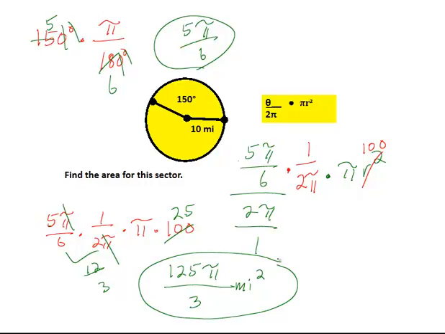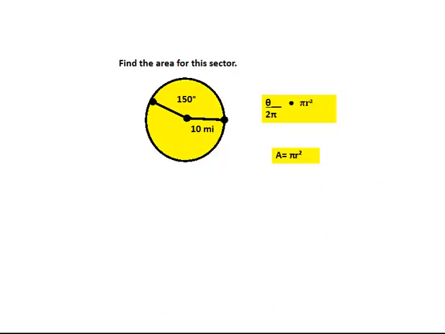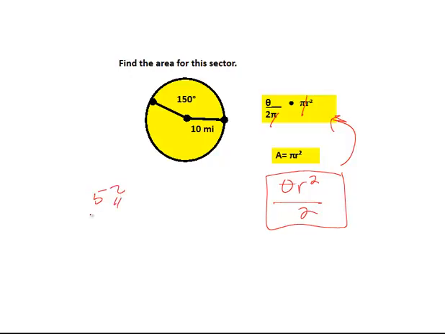Now let me show you the same problem, but just a little quicker, a little bit easier. Before I even start, let me simplify this piece right here. One thing I can do right away is cancel out my pi's. So now when I put this together, what I've got is theta r squared over 2. And I can use this formula instead of this one, just by simplifying it. So now, theta, remember what theta was? Theta was 5 pi over 6.